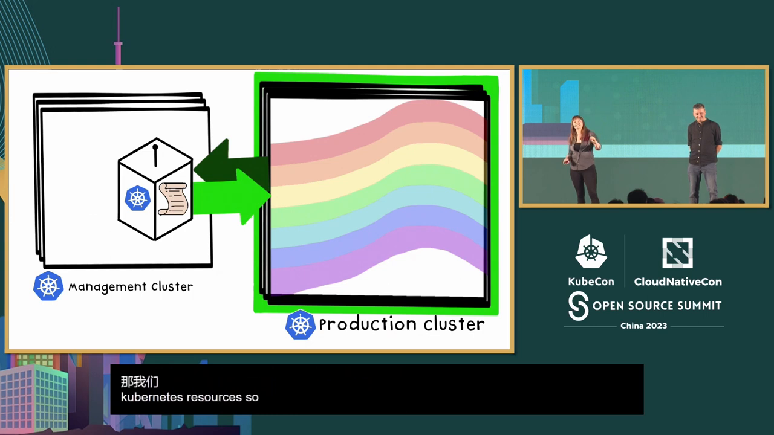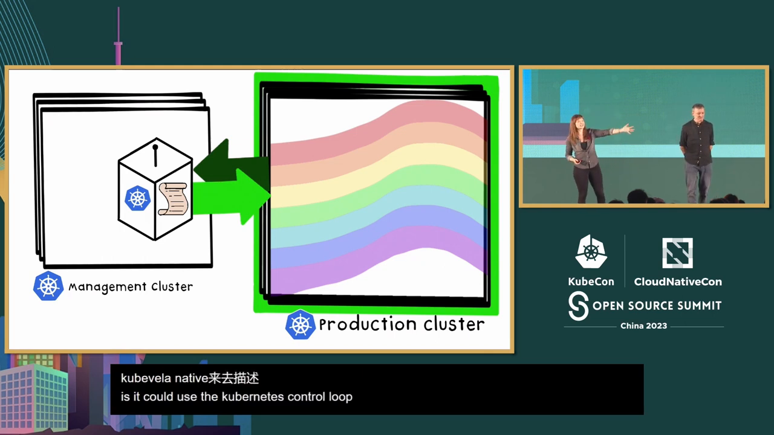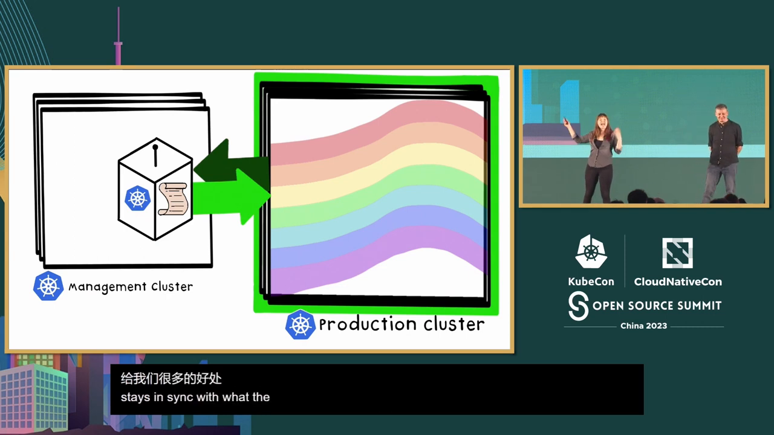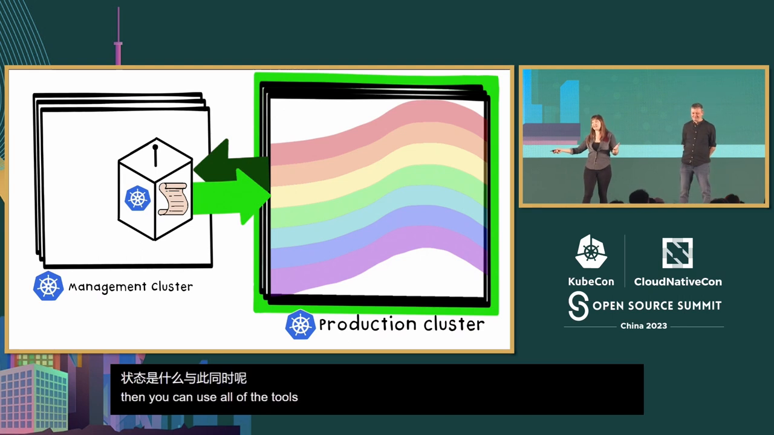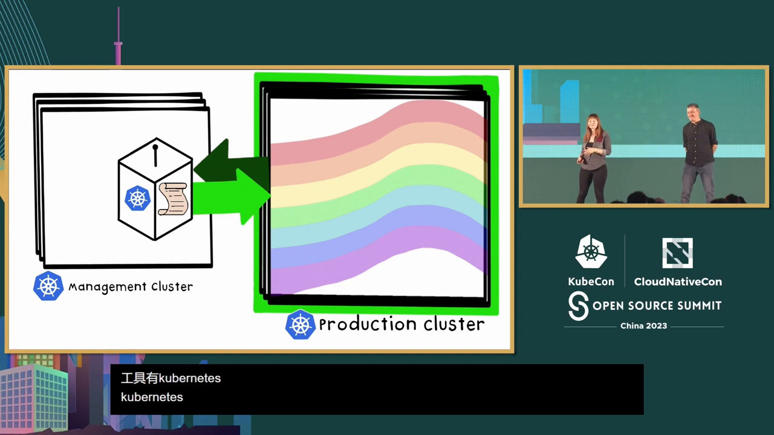Using Kubernetes to describe our cluster has two more big benefits. That is, it can use the Kubernetes control loop to make sure what you've declared as your desired state stays in sync with the actual state. And it's also good because then you can use all of the tools in the Kubernetes and CNCF ecosystem to help manage those Kubernetes resources.